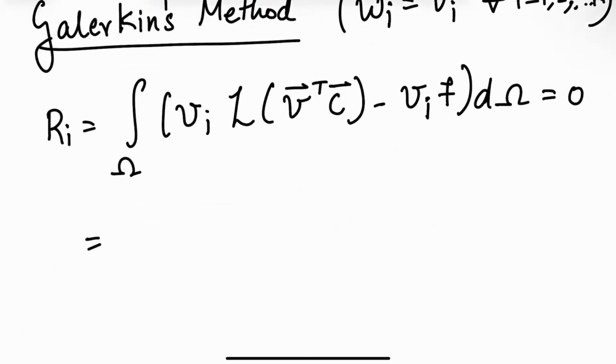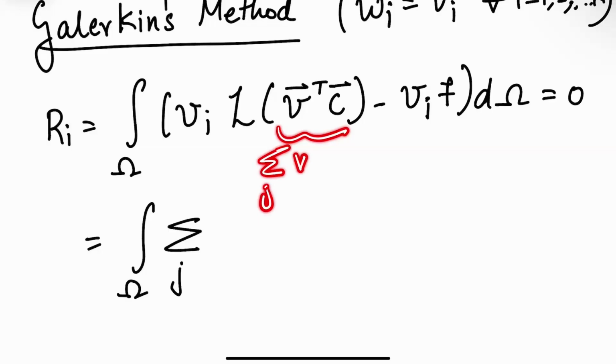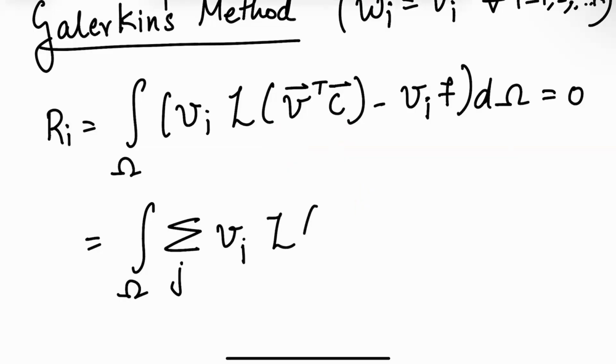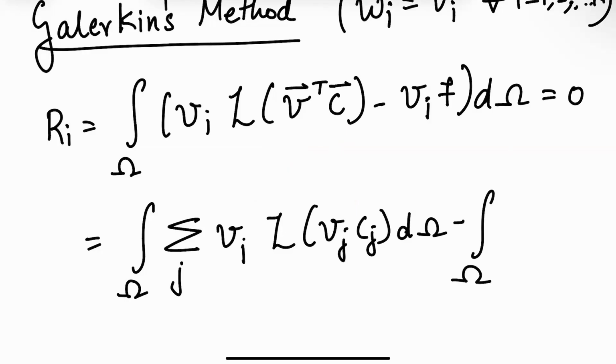So this corresponds to integral over omega, sigma j. I'm expanding this now into Vj and Cj. So this is the same thing as sigma j, Vj, Cj, right? So I end up with Vi, L of Vj, Cj, d omega, minus integral over omega, Vi, f d omega. This must also be 0.